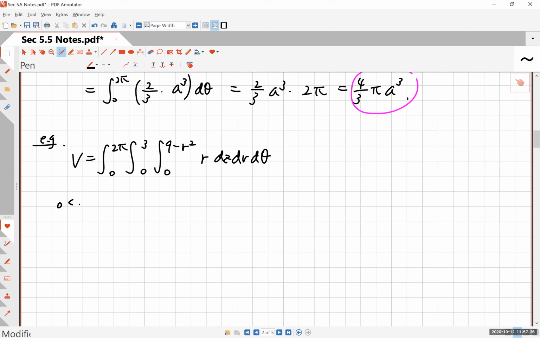So theta goes from 0 to 2 pi, as usual. That means it's something somewhat circular when looked from above. And then r goes from 0 to 3. So the radius is 3, and so this is what the top view looks like here, right? And then the tricky thing is z goes from 0 to 9 minus r squared, right?